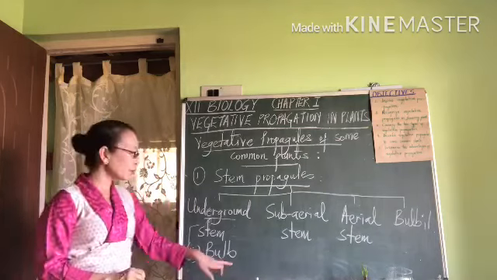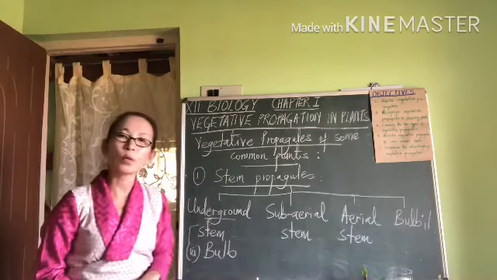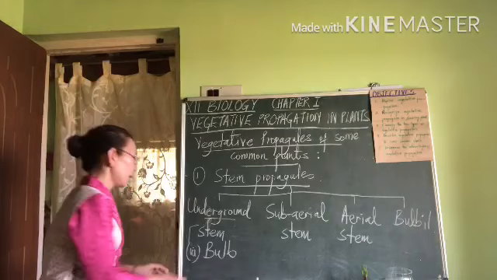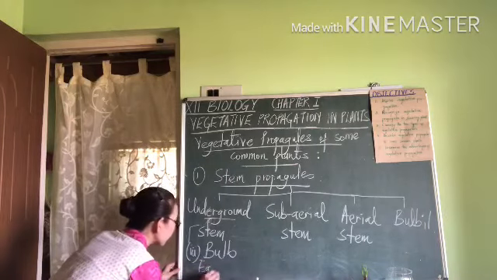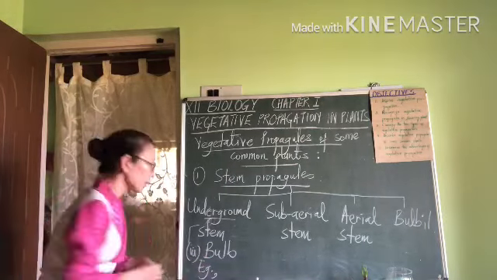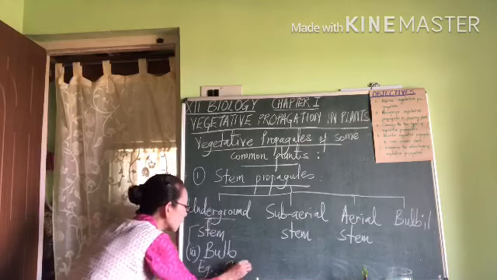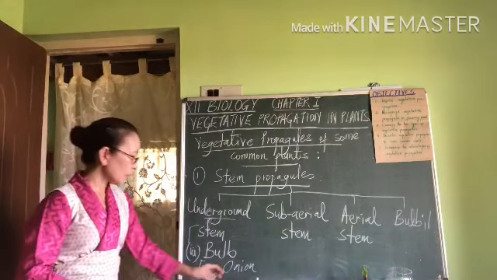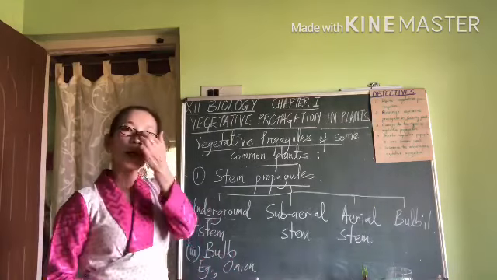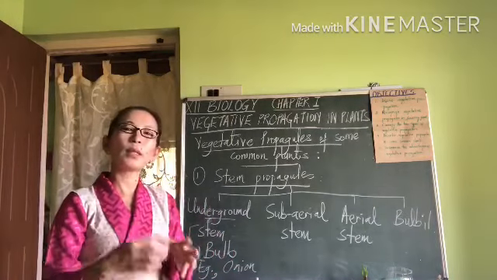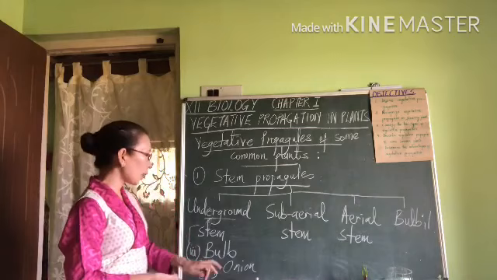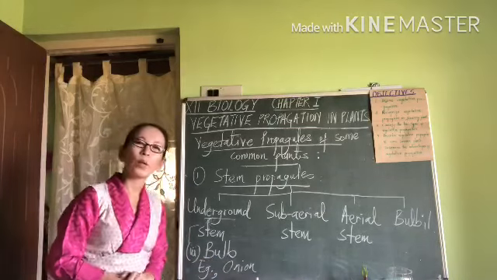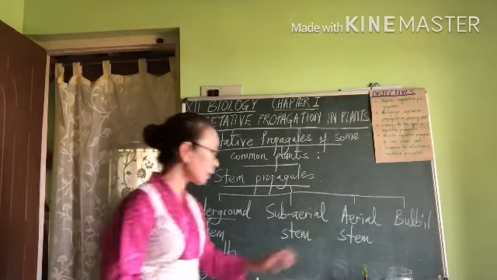Okay, so we have another type of modified underground stem known as bulb, and a common example to keep in mind is onion, or it can even be garlic, right? So yes, onions are again underground stems. These are the modified underground stems, and these modified underground stems are called bulb, right?